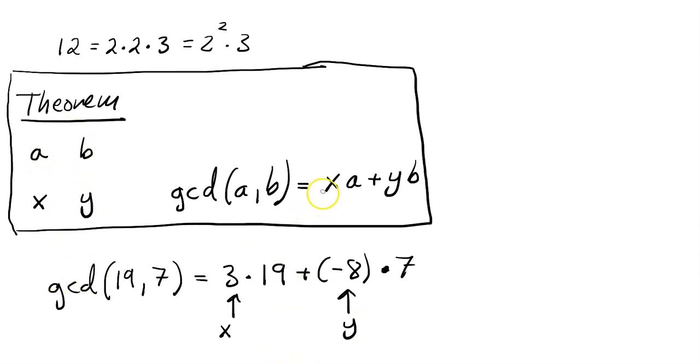This is the theorem that we can always find numbers x and y such that this holds, that the greatest common divisor can be written as x times one number plus y times the other number, and there exist numbers x and y. And by using that theorem, you can prove the following theorem.